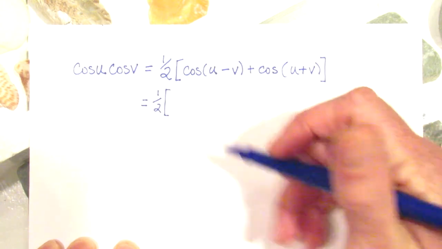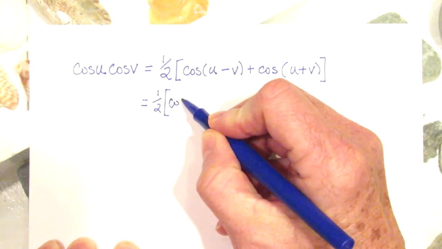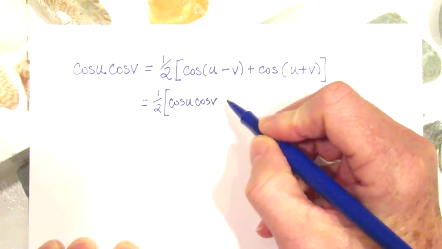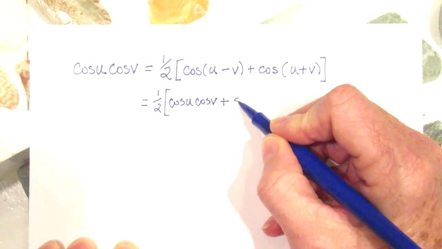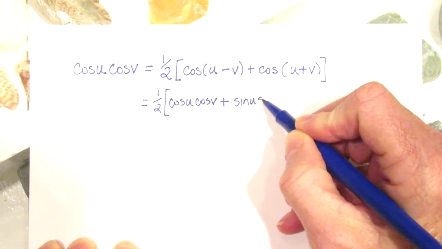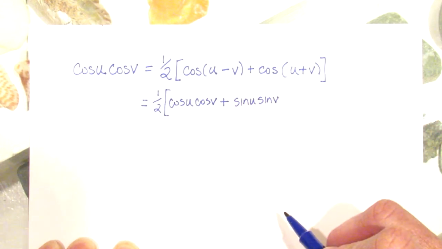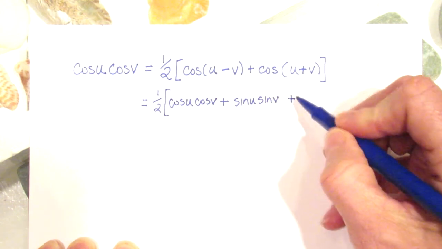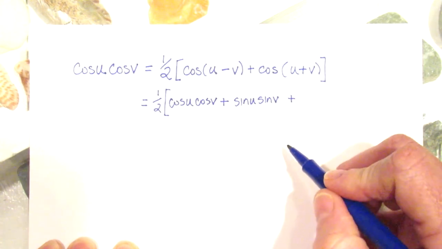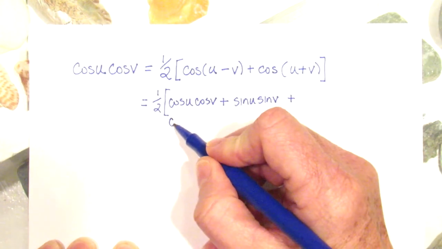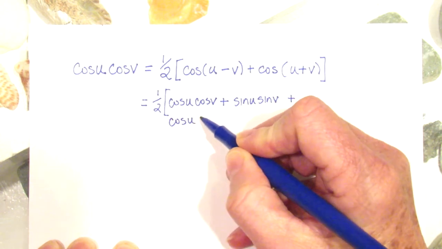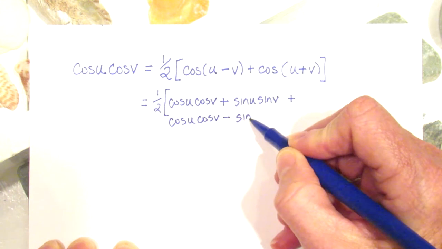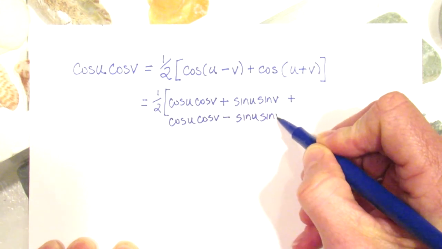So remember, cosine of a difference will be cosine of the first angle times cosine of the second angle plus sine of the first angle times sine of the second angle. And then cosine of a sum, so I'm going to put this plus sign here, but I'm going to write the rule below. So the sum rule is cosine of the first angle times cosine of the second angle minus sine of the first angle, sine of the second angle.